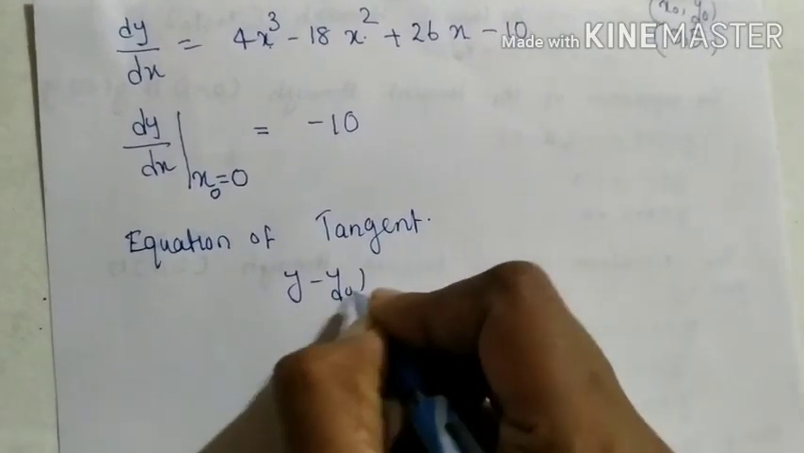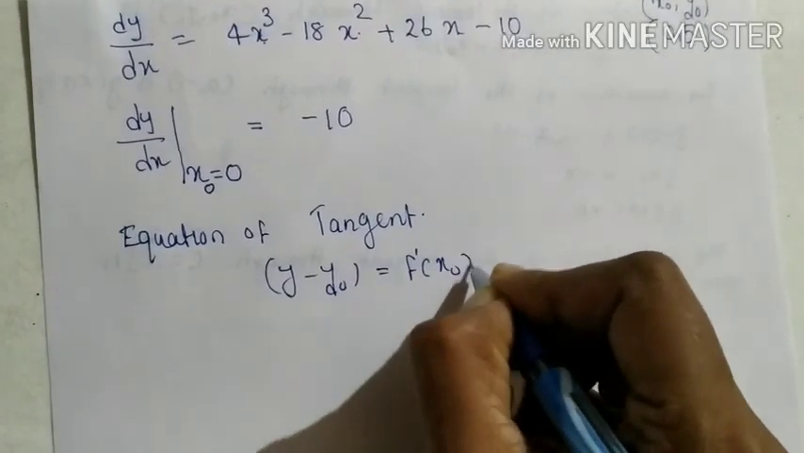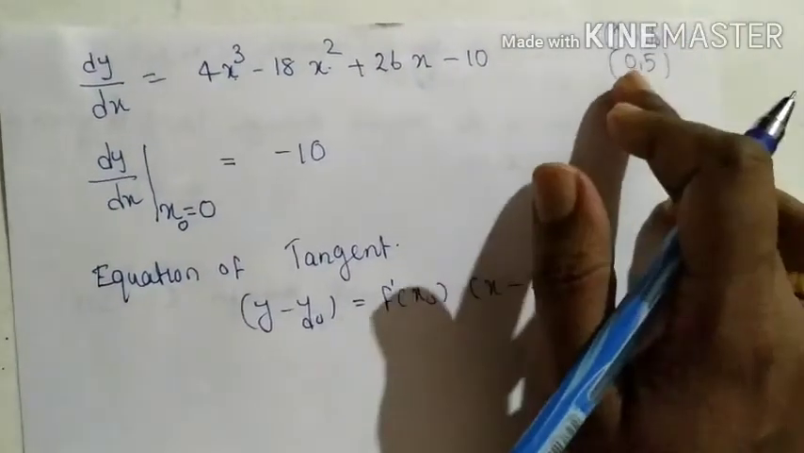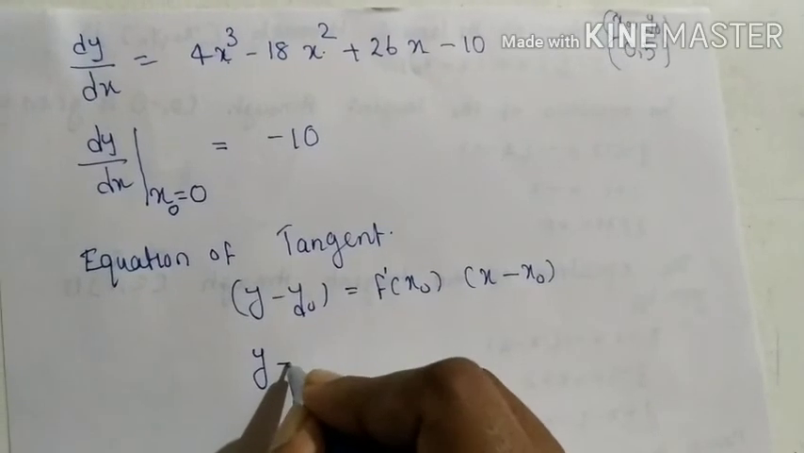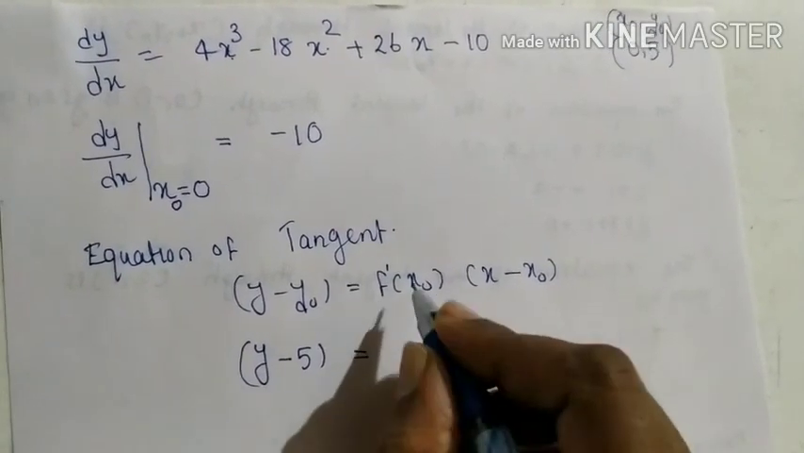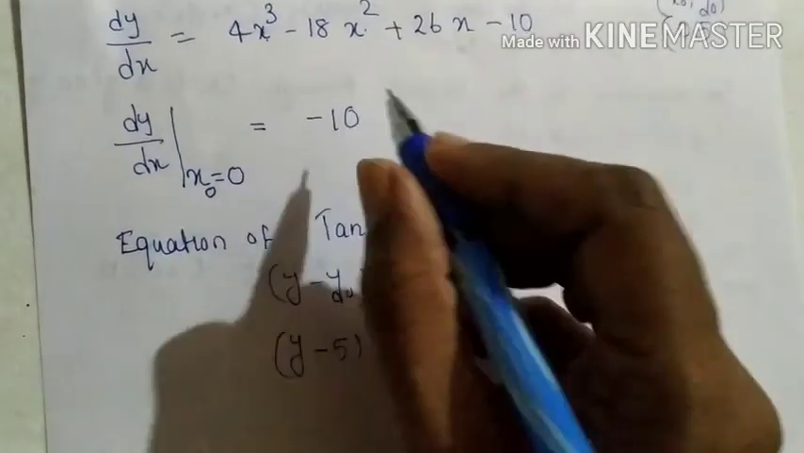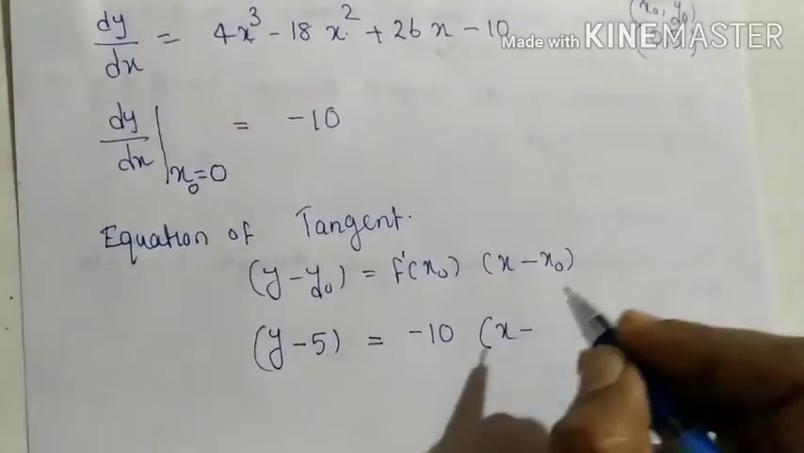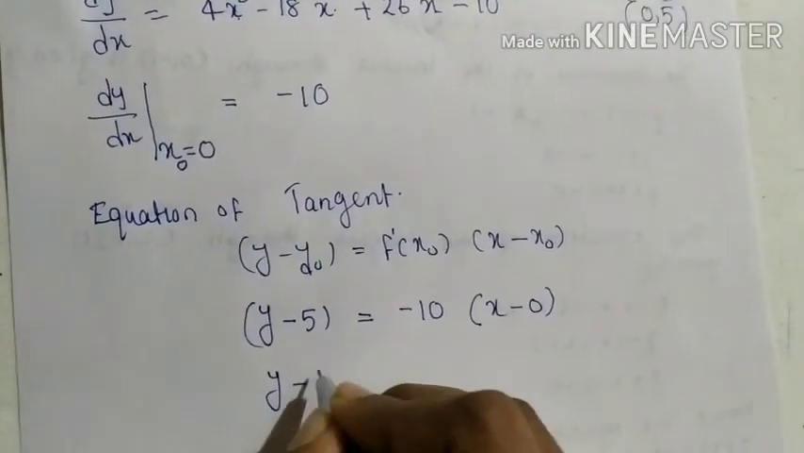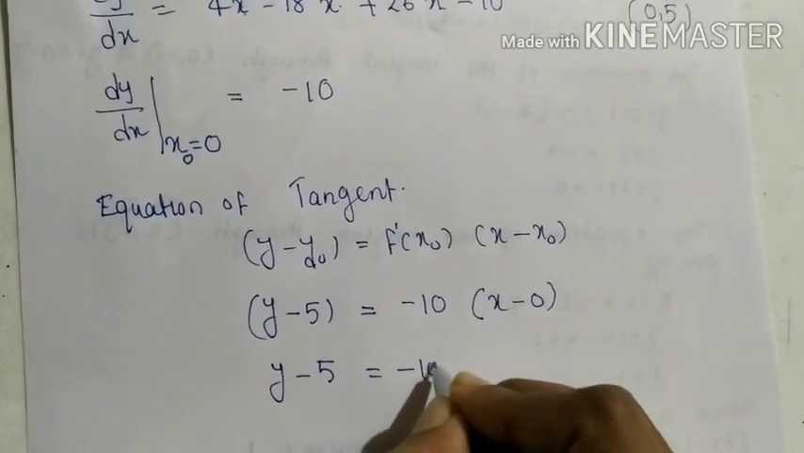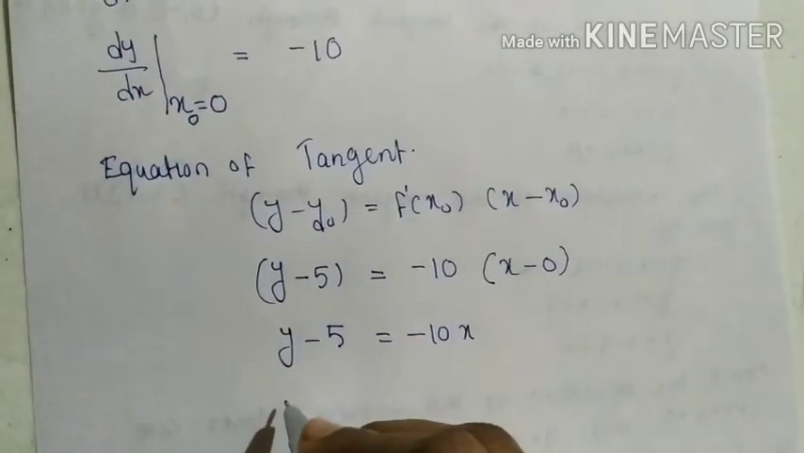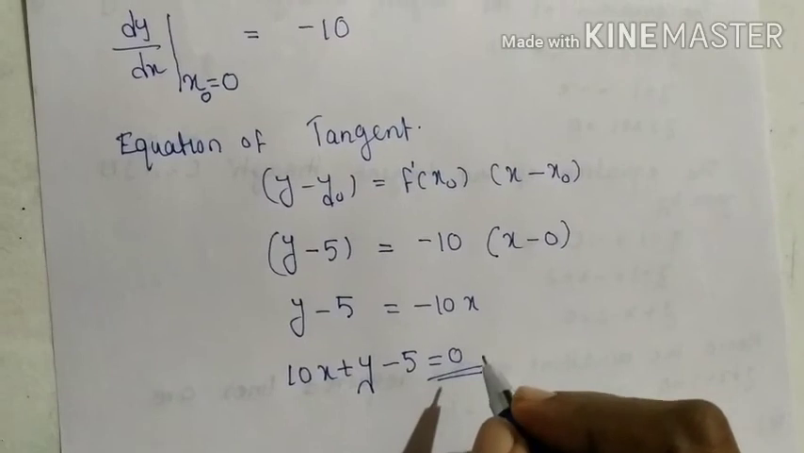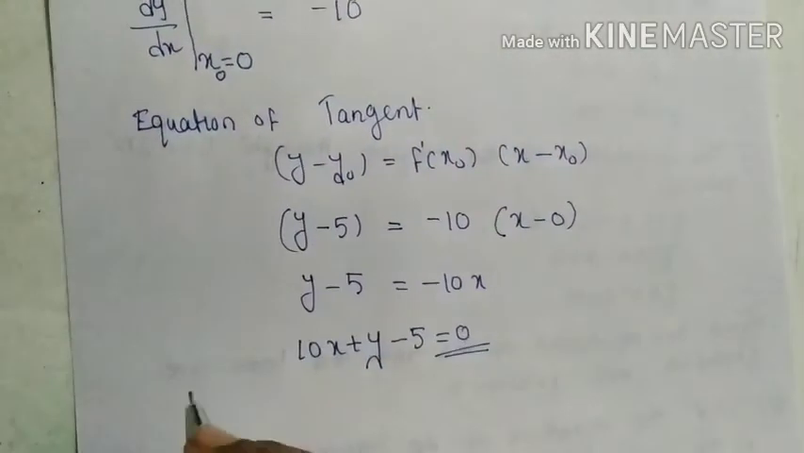y minus y naught equal to f dash of x naught into x minus x naught. Here x naught and y naught are 0 and 5. So substituting, y minus 5 equal to f dash of x naught, which is minus 10, into x minus 0. So we get our equation y minus 5 equal to minus 10x. Taking all the terms to LHS, we get 10x plus y minus 5 equal to 0. This is our equation of tangent.